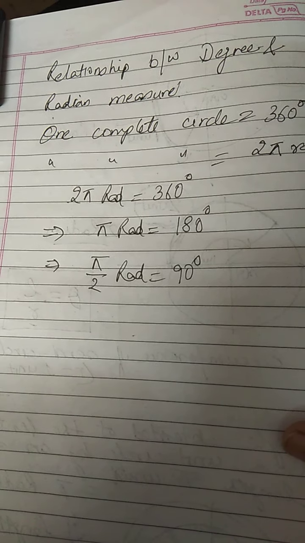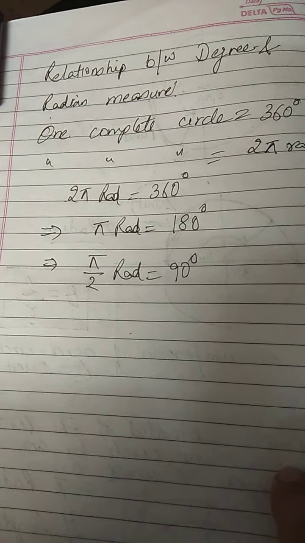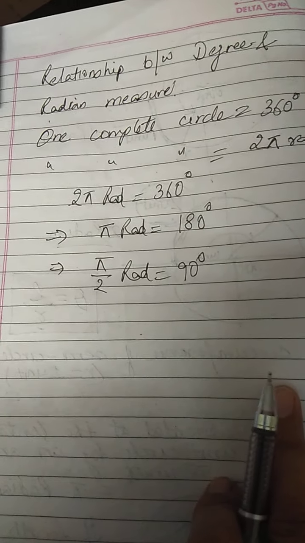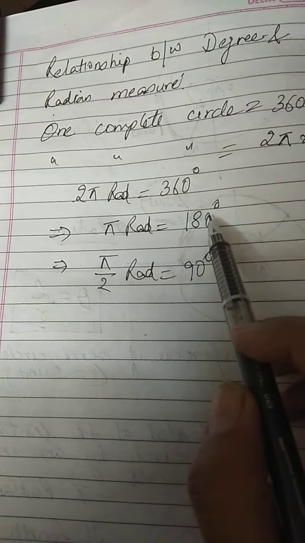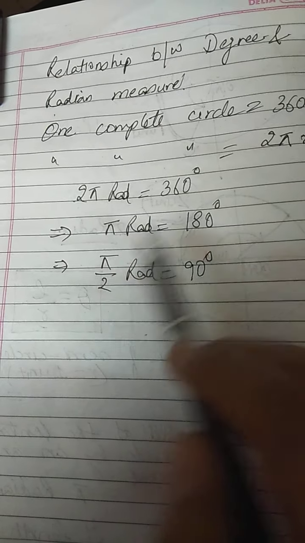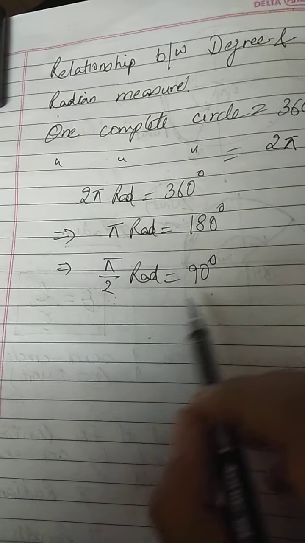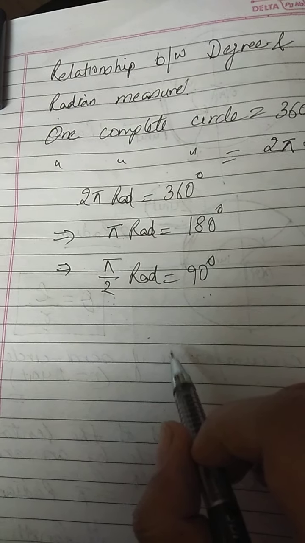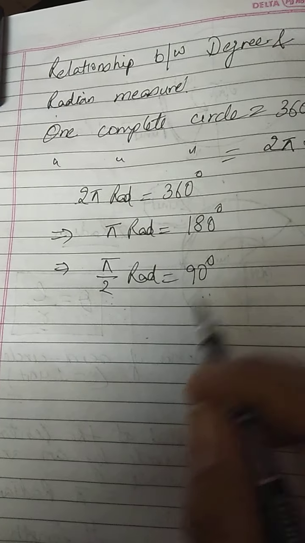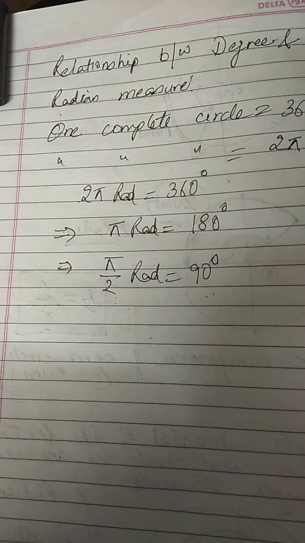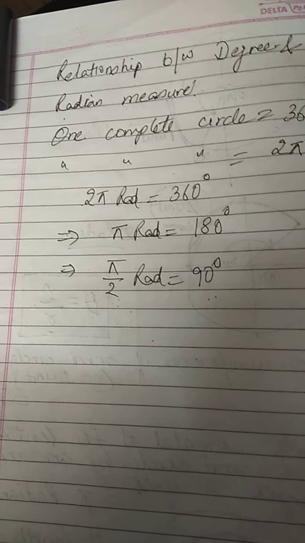This way we can find the values of all the basic angles which we use quite often, that you should at least be able to find out. If pi is 180 degrees, what will be pi by 2? 90 degrees. What will be pi by 4? 45 degrees. Pi by 6 will become 30 degrees. Pi by 3 will become 60 degrees, and so on. This is how we can convert.